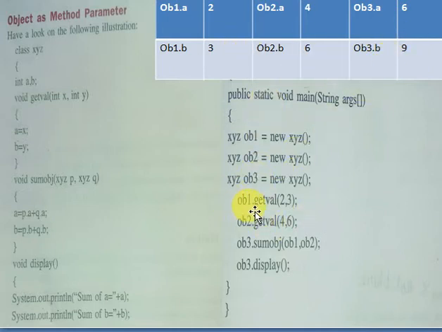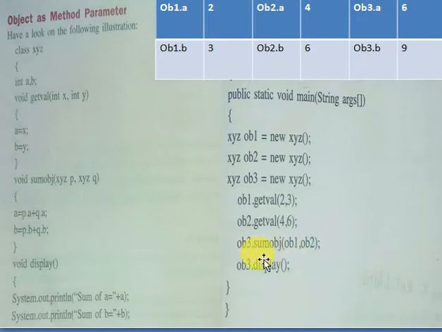Then ob1.getVal. Who is calling the getVal function? Yes, ob1. 2 goes to x, 3 goes to y. In turn they go to a and b respectively. Right? Similarly, ob2.getVal. Once again, getVal function is called, 4 and 6. In turn, they go to a and b of ob2. Right? Then sumObj.